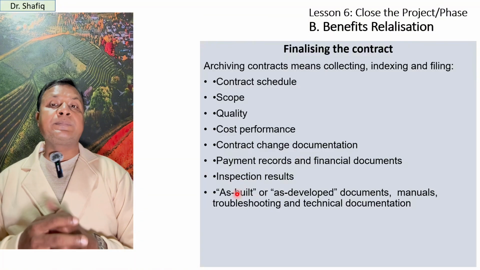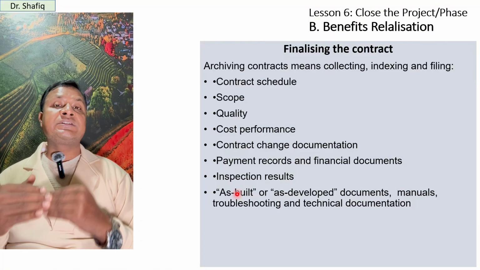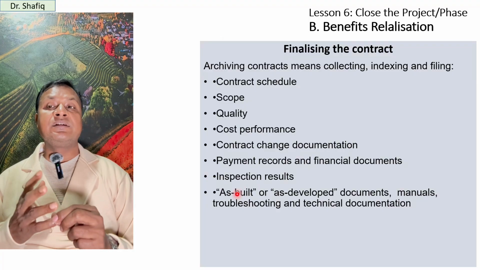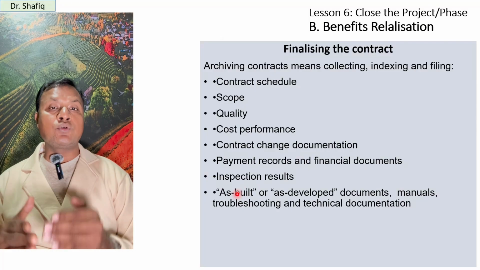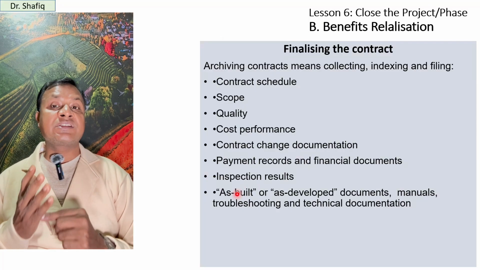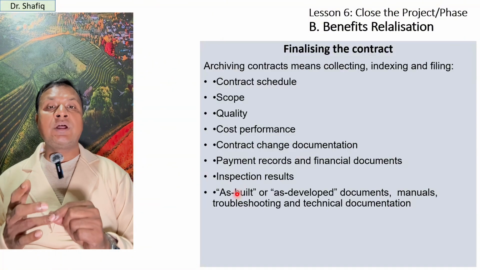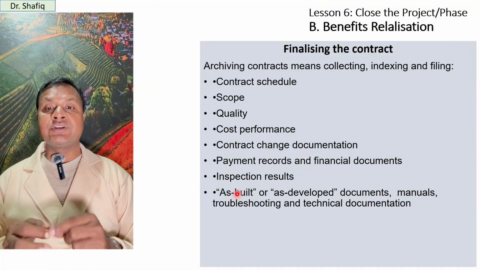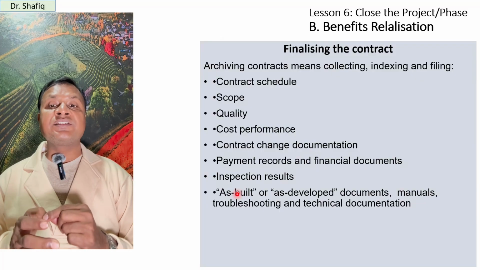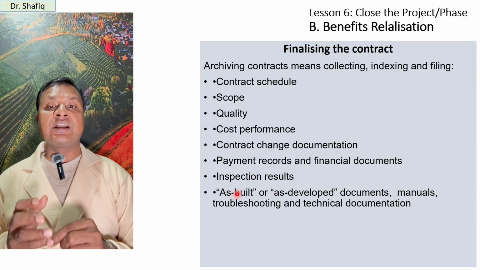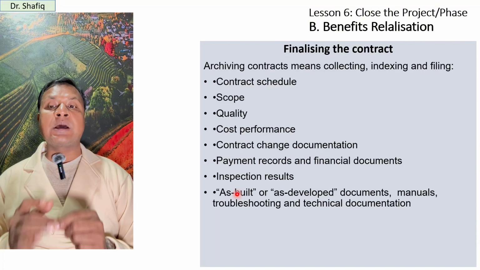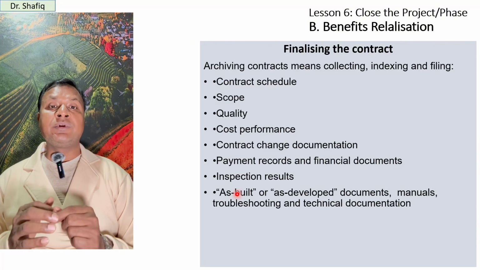So to finalize the contract, we should archive the contract, meaning collecting, indexing and filing documents. For example, contract schedule, scope, quality, cost of performance, contract change documentation, payment records and financial documents, inspection results, as-built or as-developed documents, manuals, troubleshooting and technical documentation.